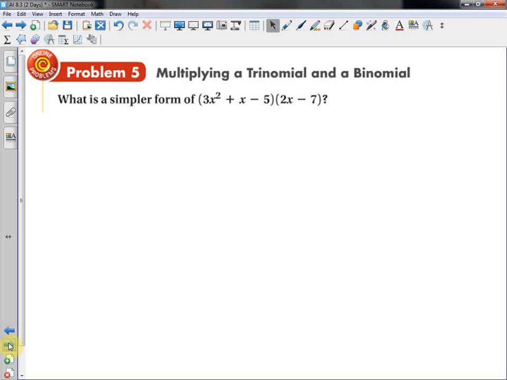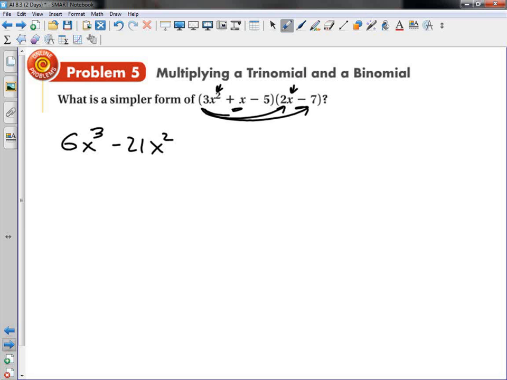All right, problem 5 is a little bit different. It's similar to FOIL, except we have 3 terms, right? We have 1, 2, 3, and then 2 on that side. But the process is just extended, right? So I'm going to go 3x times 2x, 6x squared. How many x squared terms do I have? Let's say I have 2 here, 1 there, 3 total. 3x squared times a negative 7 is going to be a negative 21x squared.